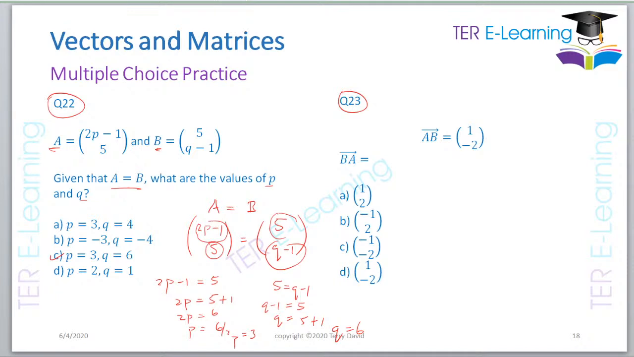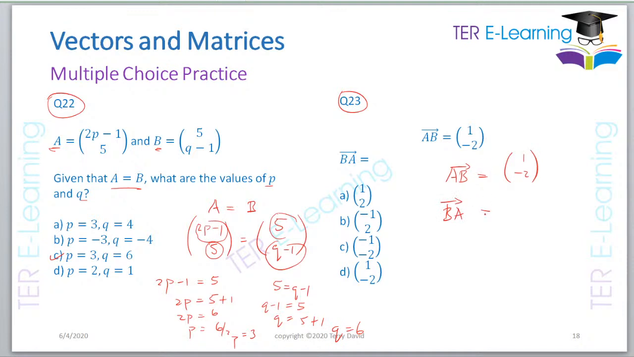All right, so take a look at question 23. If we have AB is (1, -2), what is the vector BA? All right, so I'm seeing B. So remember, I told you all we met a question like this where if you have a vector AB, and the vector in this case here is (1, -2), but we want to go in the opposite direction, so we want to go this way, so BA.